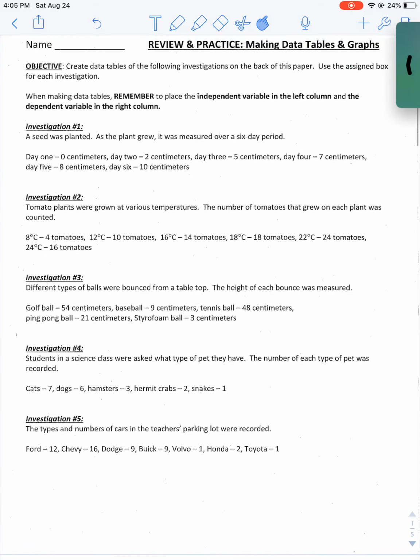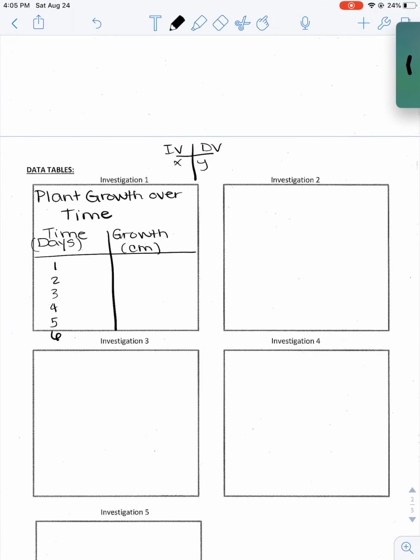Let's see if I can remember these numbers. 0, 2, 5, 7, 8, 10.